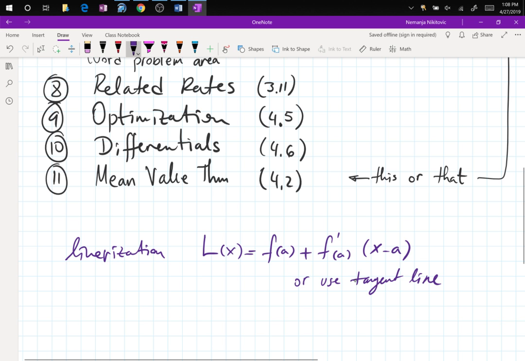Well, ln of 9.6 is very close to ln of e squared. So you would use e squared to find your linearization, or to find your tangent line. And then when you have the line, from linearization or the tangent line, you will calculate 9.6 in the tangent line rather than in the original ln function. So that's why we do linearization, to make it easier.